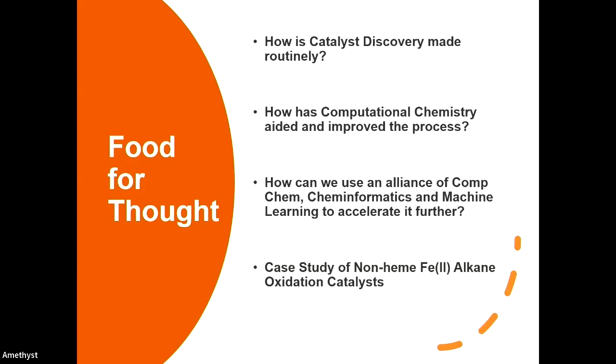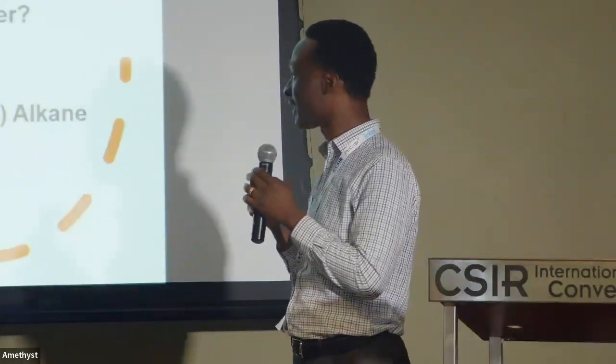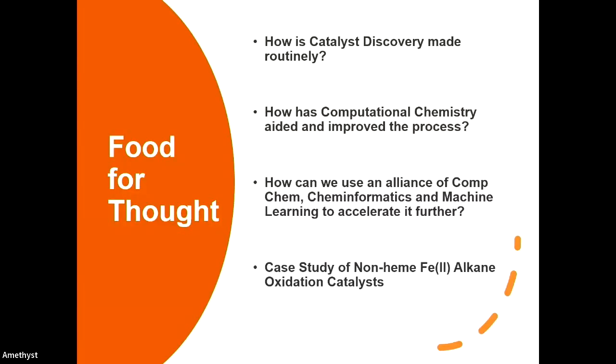These are the questions that I will try to answer in the continuing slides. The first thing we need to think about is how is catalyst discovery done routinely? Then the second point, how has computational chemistry aided and improved the process? And then with the advent of machine learning and cheminformatics techniques in recent years, how has this development further accelerated the discovery of new catalysts? And lastly, I will use a case study of non-heme iron alkane oxidation catalysts to show you an example of what we've done with machine learning in trying to discover improved catalysts or more selective ones.